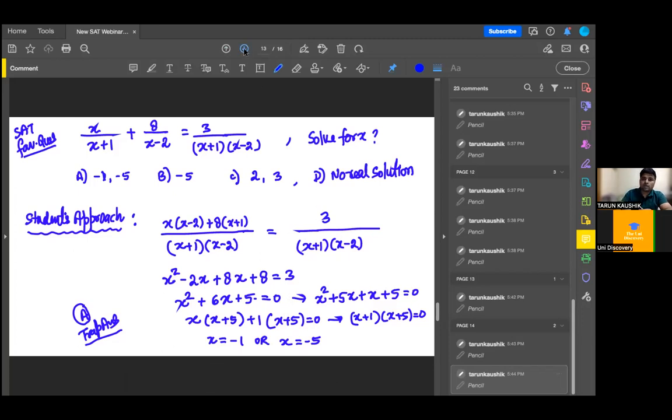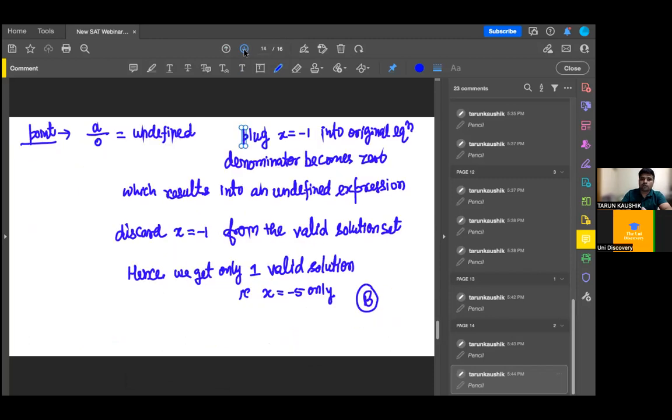So now, with the help of all these questions, you must have understood what errors the majority of students make in SAT and how you can avoid them.